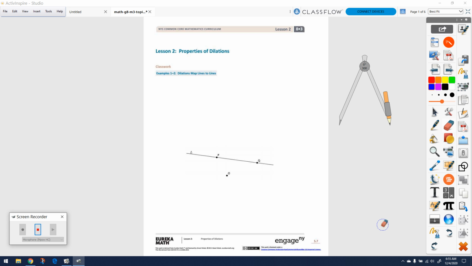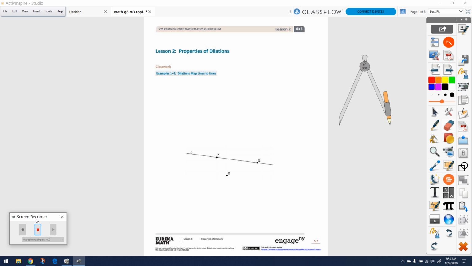Our target for today is that you'll be able to use a compass and a ruler to perform dilations, and that you'll be able to dilate maps of lines to lines, segments to segments, rays to rays, and you will know that those angles and lines are preserved. So we're going to put everything together here. On page 13, we're going to take a look at example 1, dilating maps lines to lines.